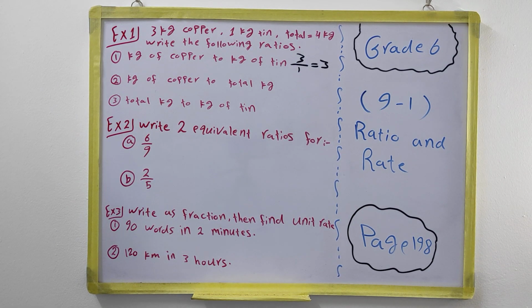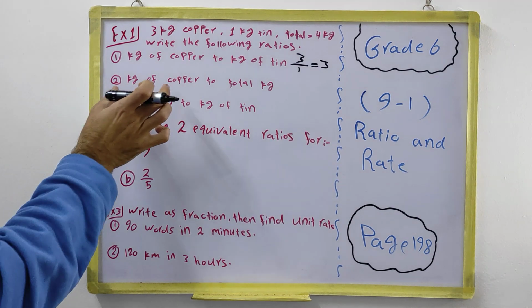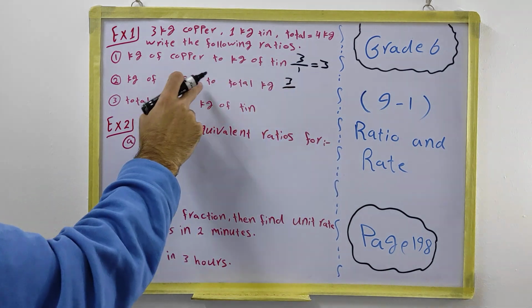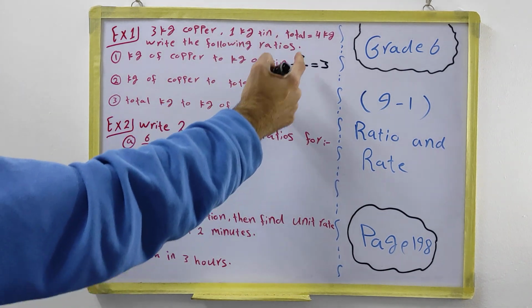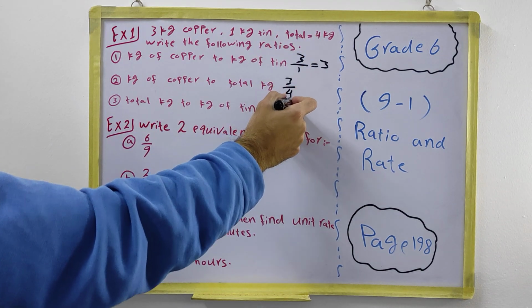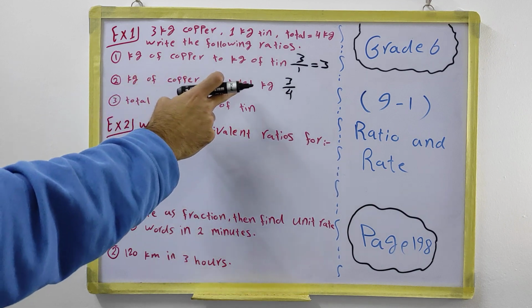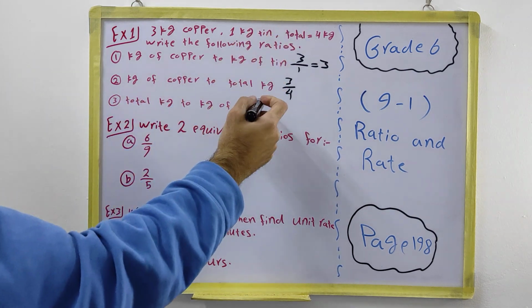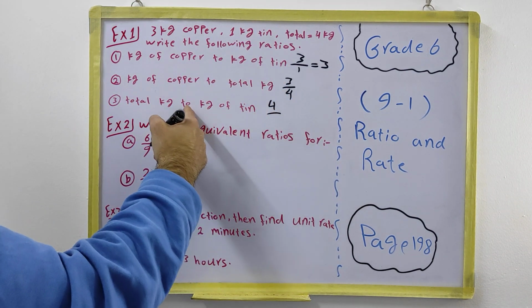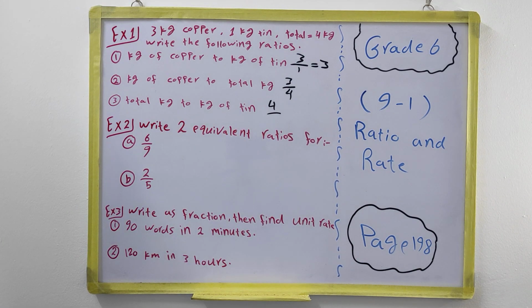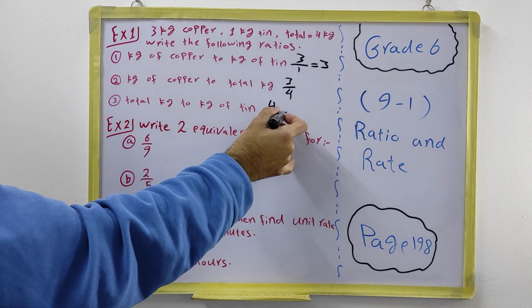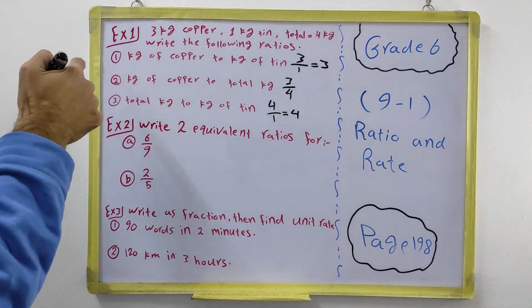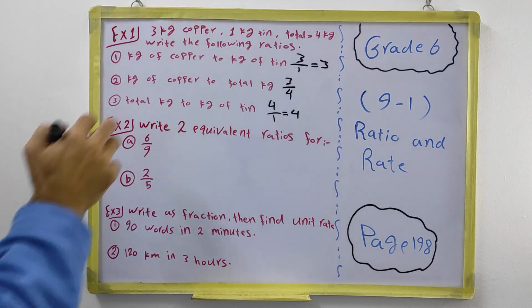The next one is kilogram of copper to total kilogram. Kilogram of copper, the first one, goes up, so it must be 3, to the total kilogram, which is 4 kilograms. So the ratio of kilogram of copper to total kilogram is 3 over 4. The other one is total kilogram, which is 4, over kilogram of tin, which is 1. 4 over 1 equals 4. Those are the ratios for each of them. Just know that always the first one goes up and the other one goes down.